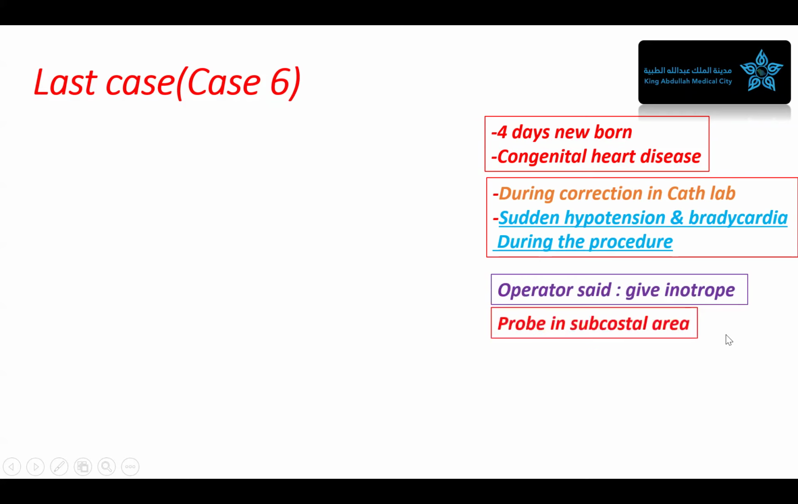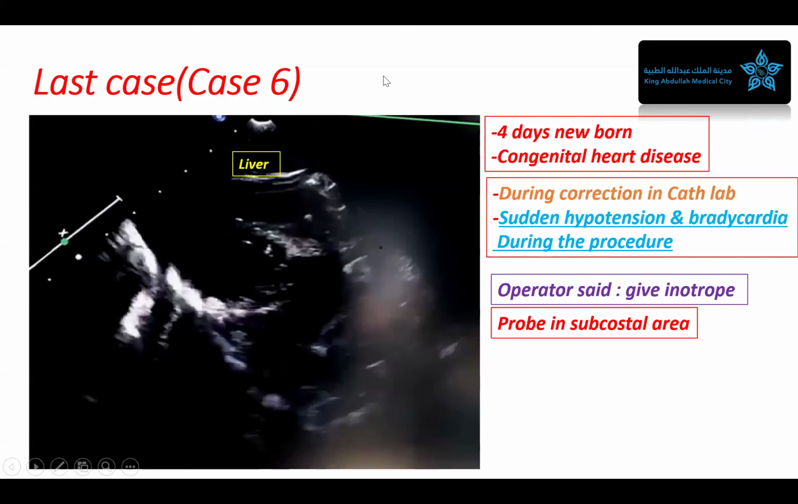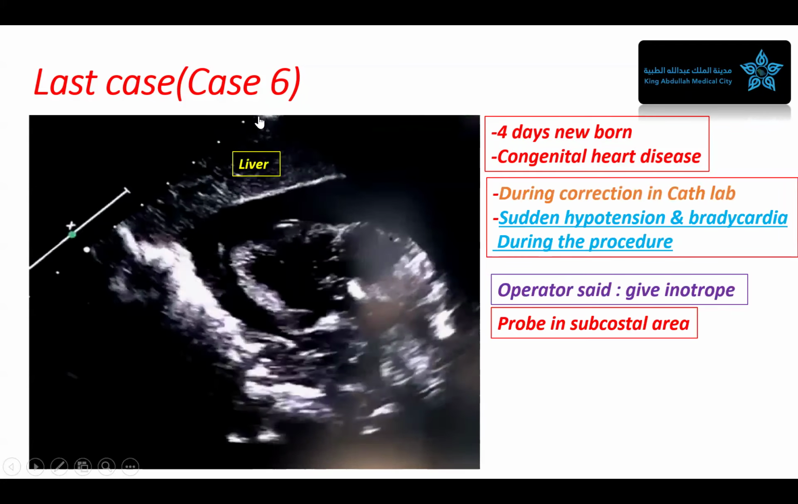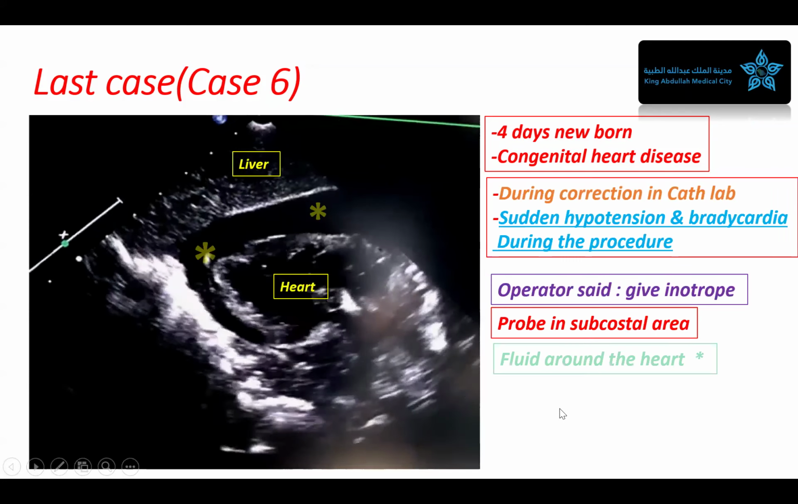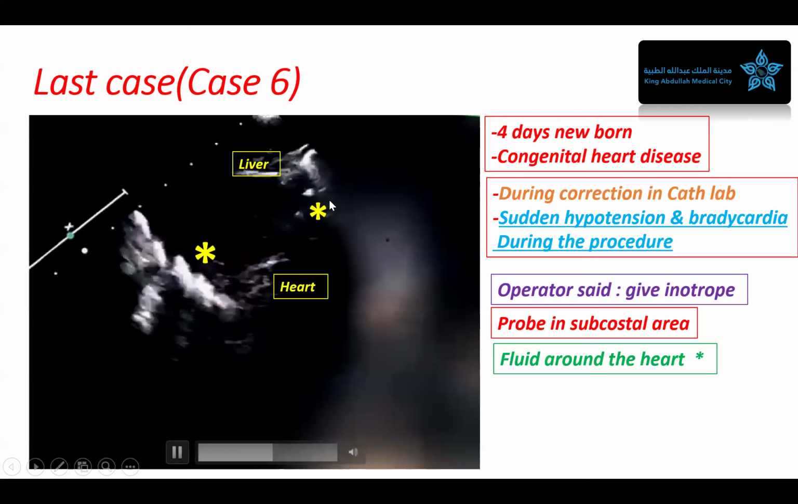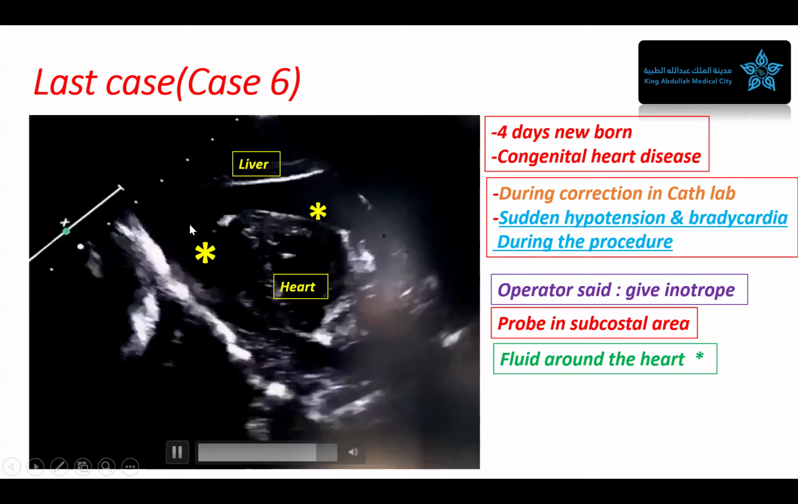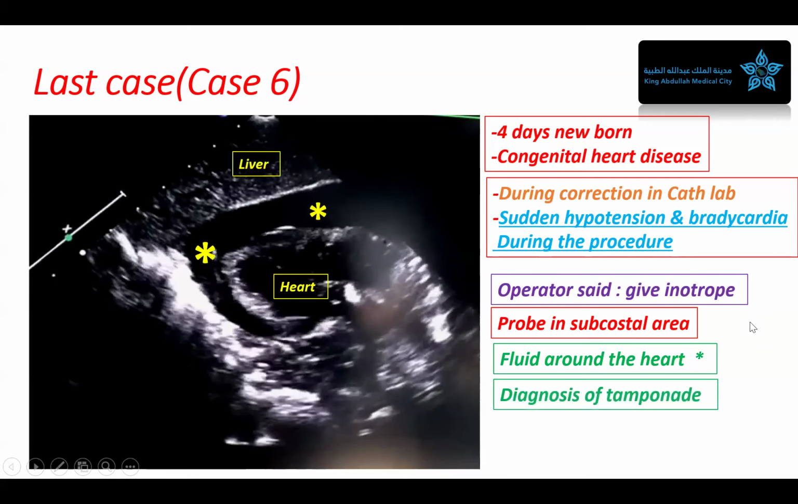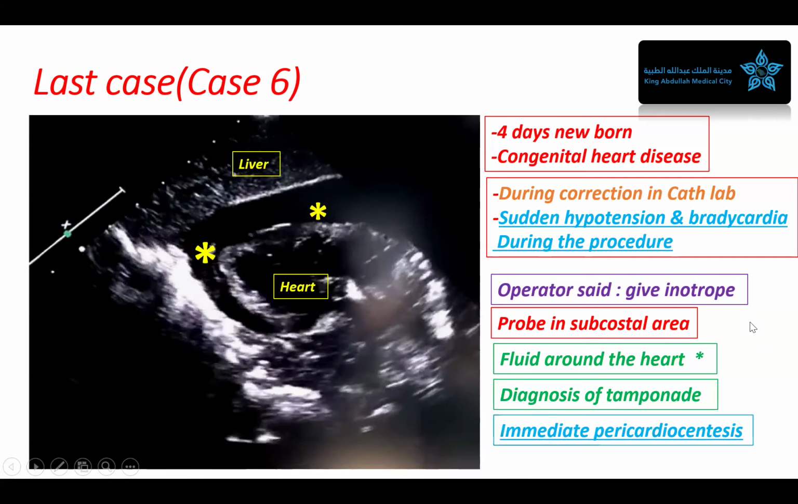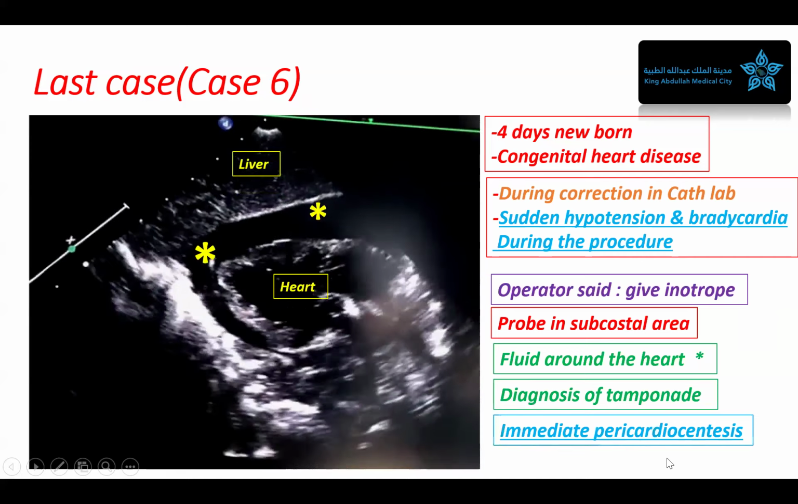We put the probe in the subcostal area. And now this is what we see. Again, probe in the subcostal area. This is the liver. This is the heart. And the two stars, these two stars represent fluid around the heart. Diagnosis of tamponade, with immediate pericardiocentesis done.